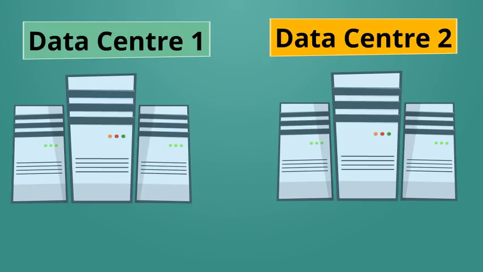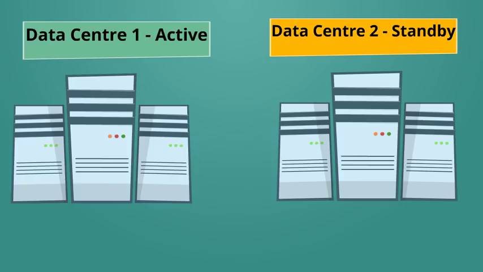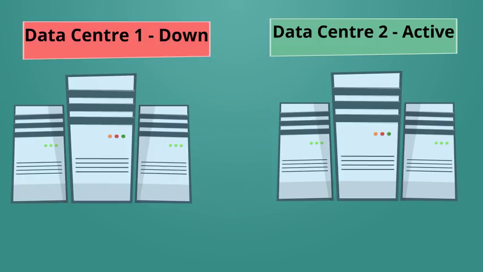And then you replicate this infrastructure in this data center in another location. And one becomes active and the other one becomes standby. So the idea is if your primary data center, which is in the active mode, goes down, then your secondary data center, which is in the standby mode, will become active.